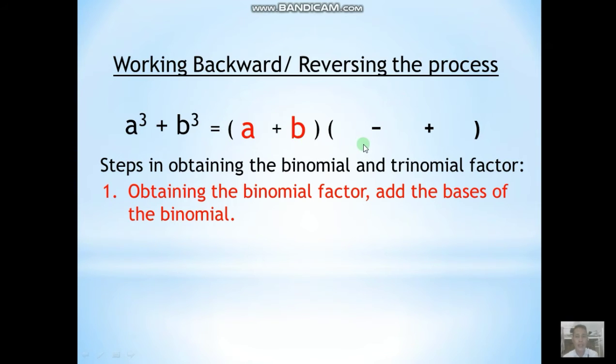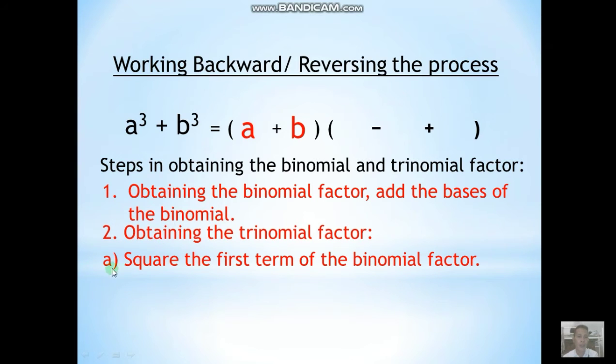Alright, now we will obtain the trinomial factor. How are we going to do that? Of course, there are certain steps. Obtaining the trinomial factor. First, square the first term of the binomial factor. So this is the binomial factor and the first term is a. So according to the statement, we are going to square. So meaning, we will multiply this one by itself. That is a times a, that is a squared.